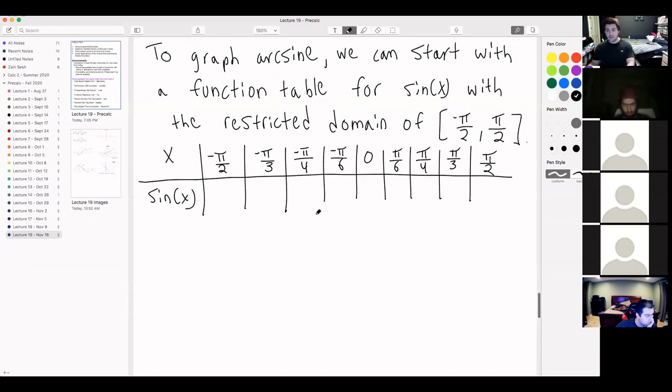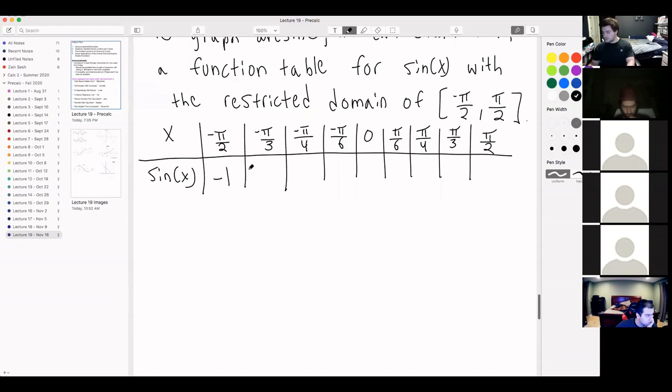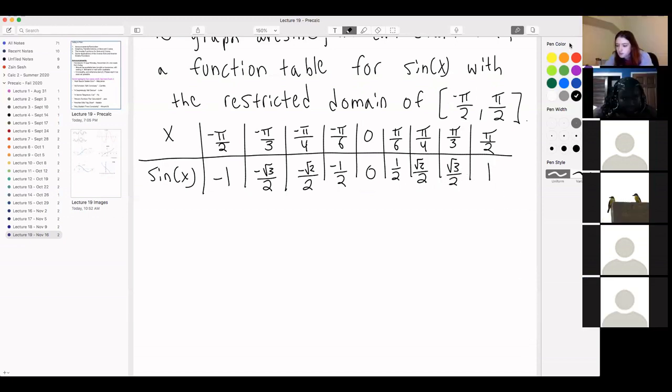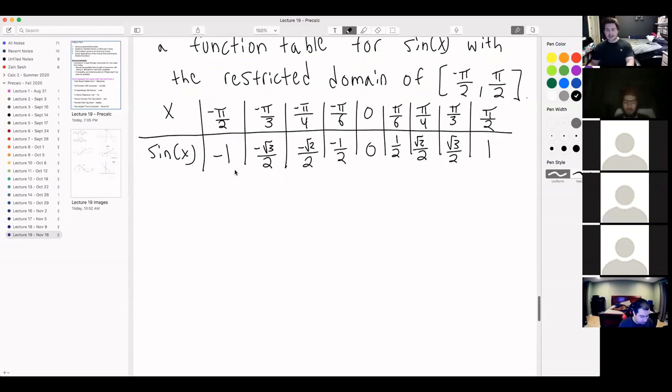So I'm just going to fill in now the outputs. Okay, so minus 1, minus rad 3 over 2, minus rad 2 over 2, negative 1 over 2, 0, 1/2, rad 2 over 2, rad 3 over 2, and 1. All right, so how did I get these outputs? Again, the right side is from the trig table that we talked about a few classes ago, and the left side you can use reference angles and go through that process that we outlined.